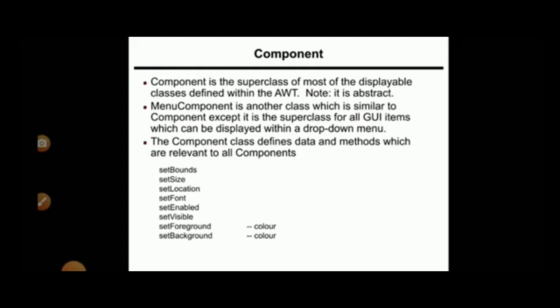setBounds is used to set the boundary value, and setSize is used to set the size of that component. Location is used to fix the location, and font is used to set the font for the particular component. Enabled decides whether we have to enable or disable the component. Whether we have to make that component visible or not is decided by using the setVisible function. We can also set the foreground color and the background color by using setForeground and setBackground functions.